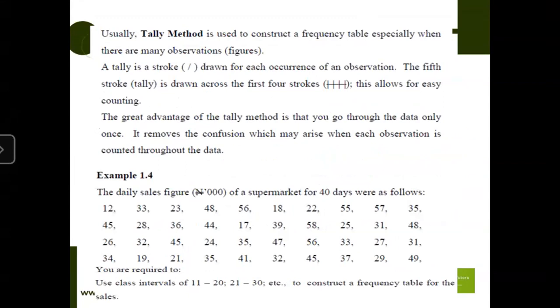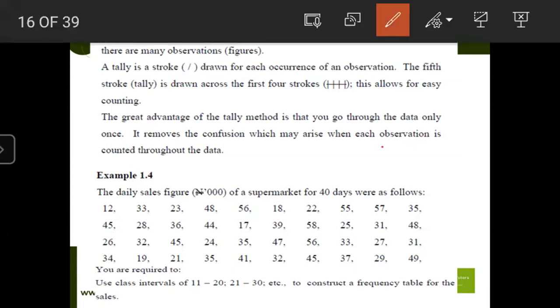Another measurement there is the use of tally. What do we call tally? Tally is represented by stroke. When you do like this, this is tally. That is tally. Tally is represented with stroke. Okay? And the general advantage of the tally method is that you will go through the data only once. And it removes confusion which may arise from each observation.